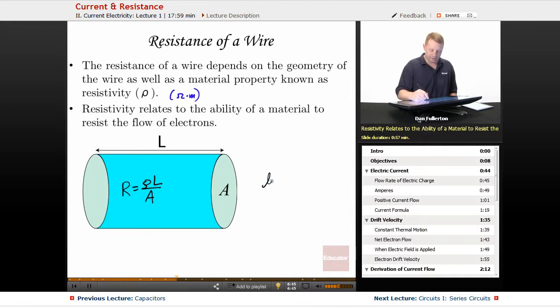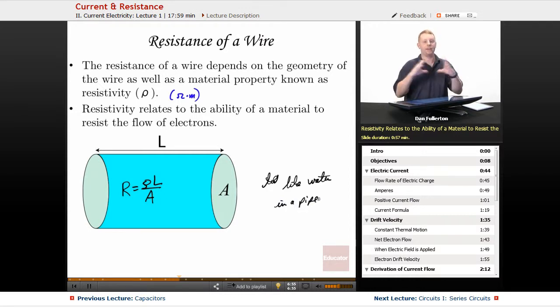You can almost think of it, it's kind of like water in a pipe. If you have a thicker diameter pipe, you have less resistance to water flow. Thicker diameter wire, less resistance. A is in the denominator. The longer it is, the harder it is to push things out, the higher the resistance. Same thing with the water pipe. The longer the pipe, the more resistance to water flow. So very, very similar and a nice analogy for helping to understand these qualitatively.